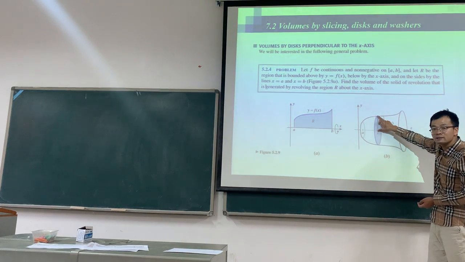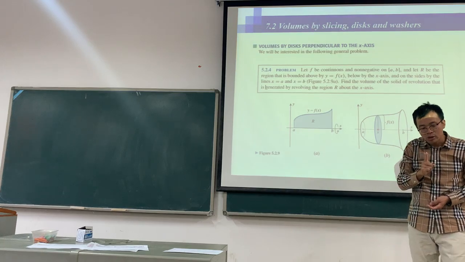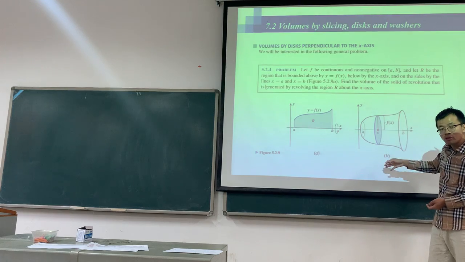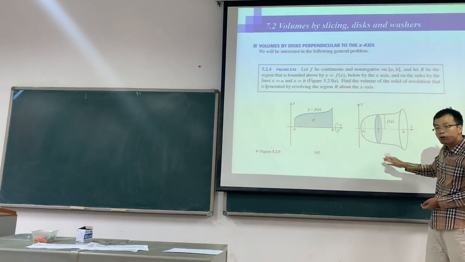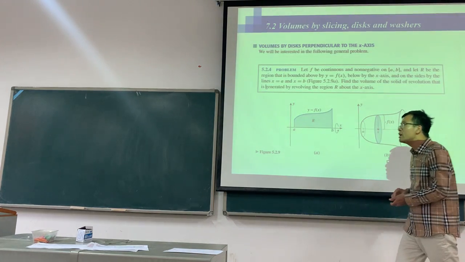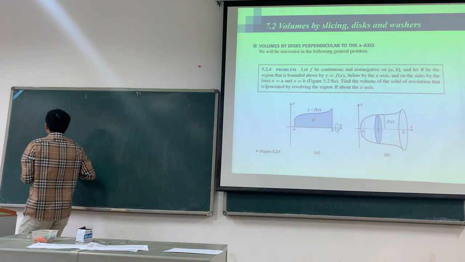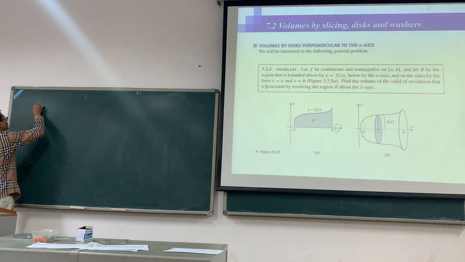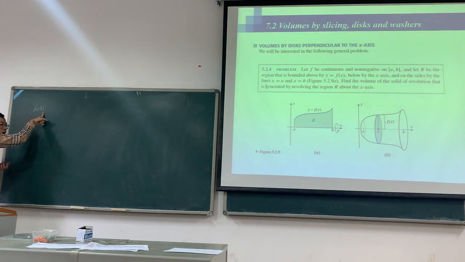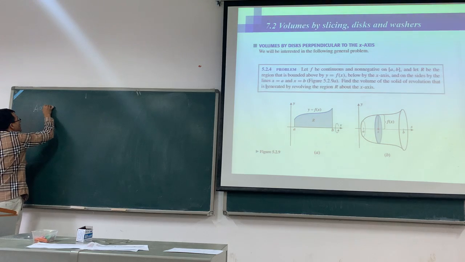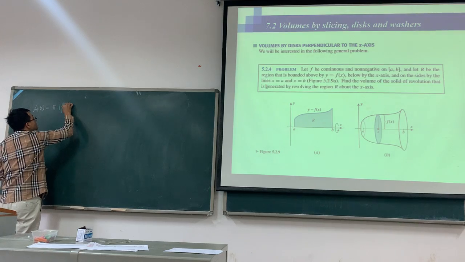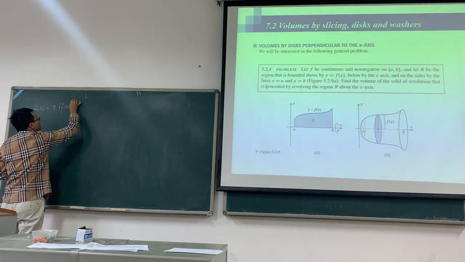This part is f(x). So at each x, the cross section is a circle, and the radius of the circle is f(x). So A(x), the area of the cross section, equals pi times f(x) squared.